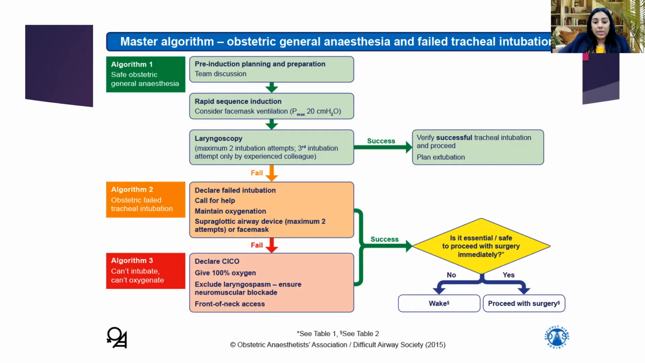So the Difficult Airway Society came up with the algorithm for intubating a pregnant patient and what to do when there is a failed tracheal intubation. So just follow all the steps, and you can get it online. You can go to the Difficult Airway Society webpage, and you can go through this algorithm. Each of you needs to go through this algorithm before you handle an obstetric patient.